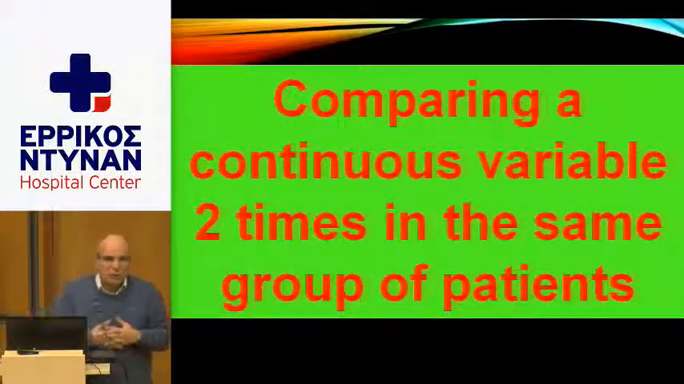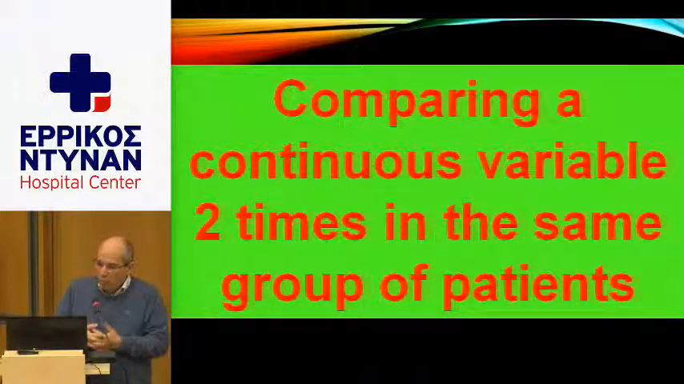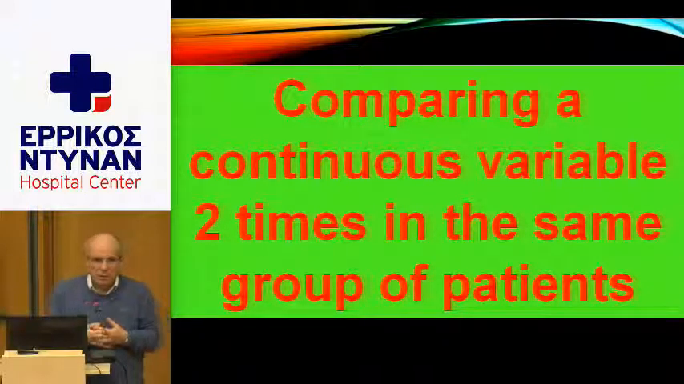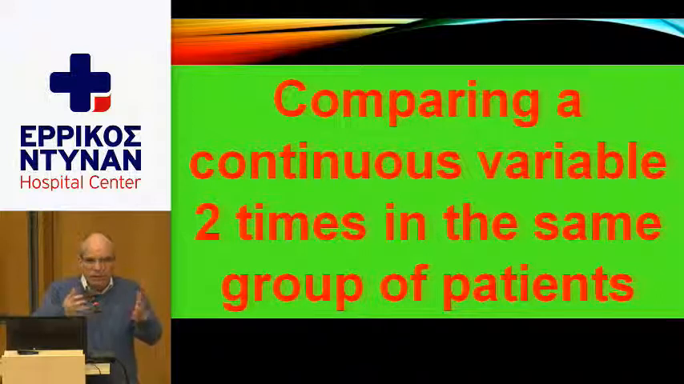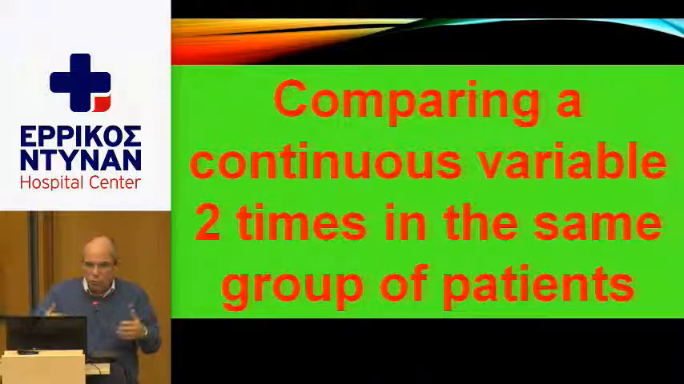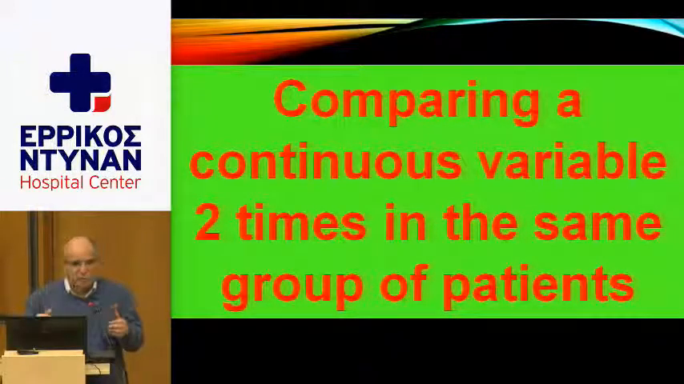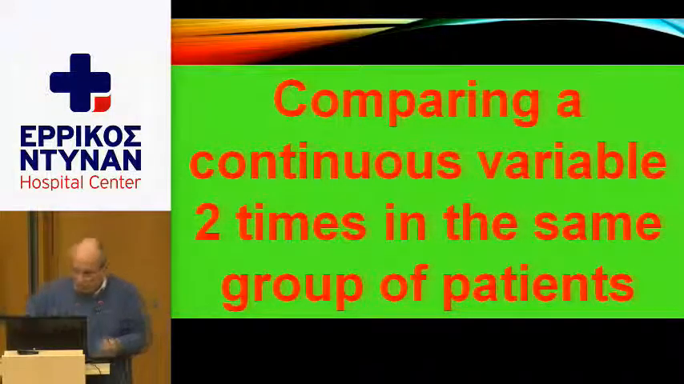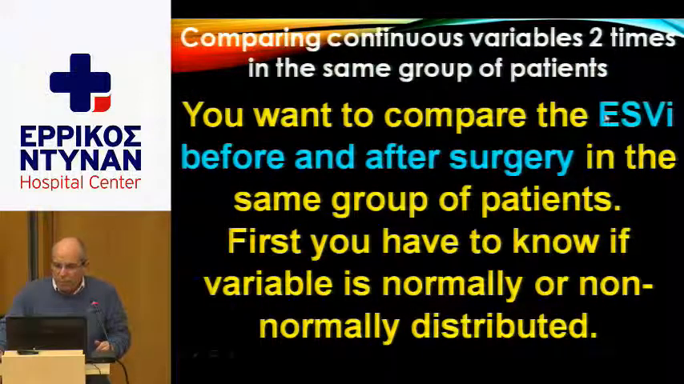Now, another thing that most of us are using to see especially the result of surgery: we are comparing a continuous variable two times in the same group of patients. What does that mean? For instance, we have the ejection fraction before and after surgery. You have, let us say, the stroke volume. Some variables can be evaluated two or three times after surgery to see if there is a benefit in what we are doing. You want to compare the end systolic volume index before and after surgery in the same group of patients.